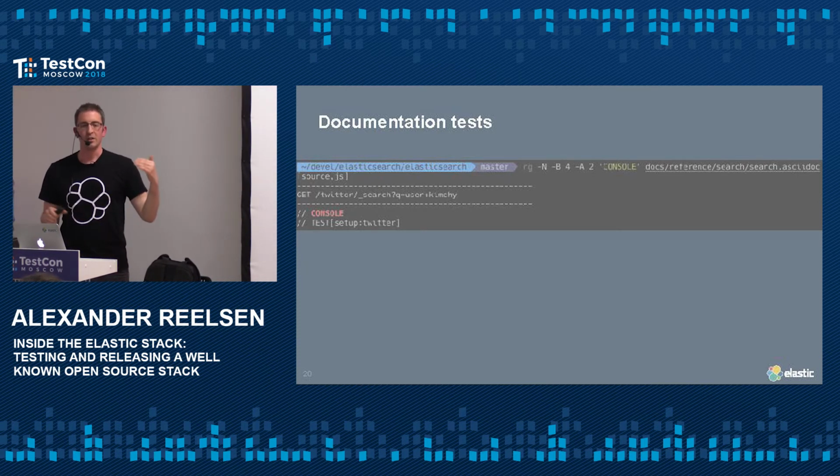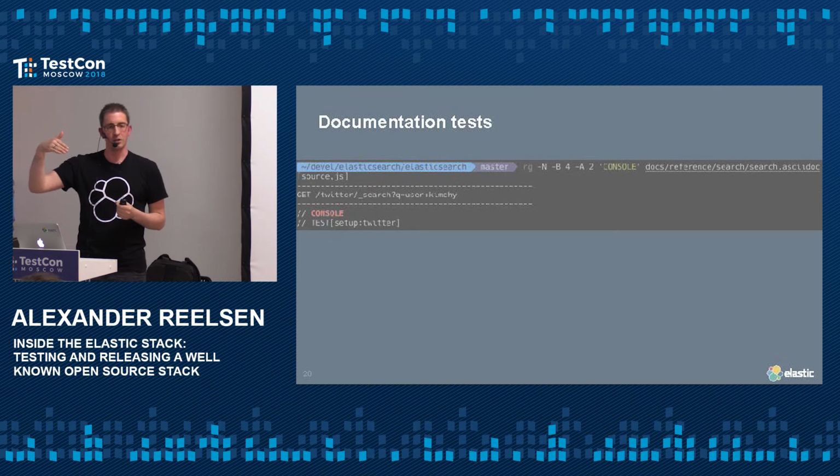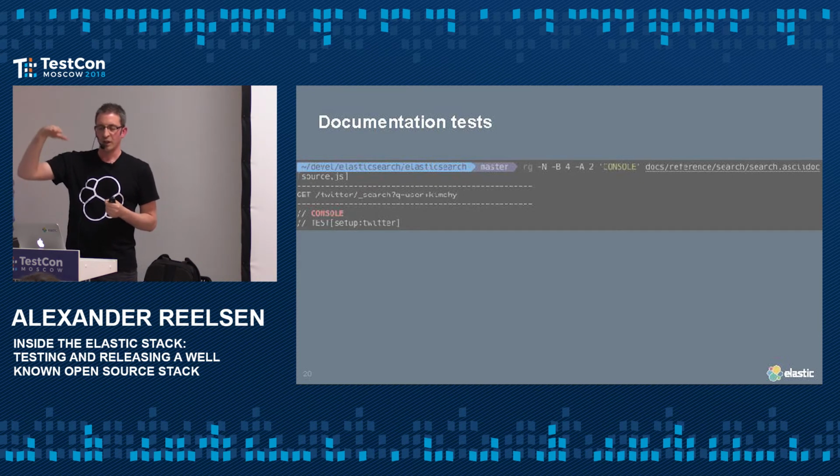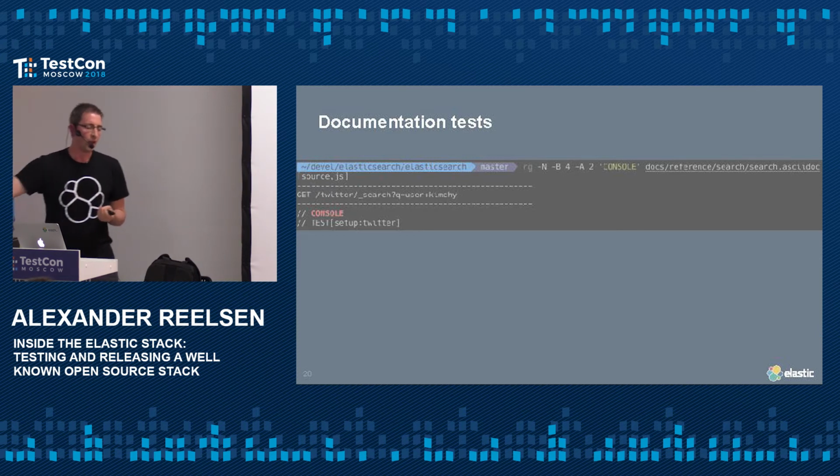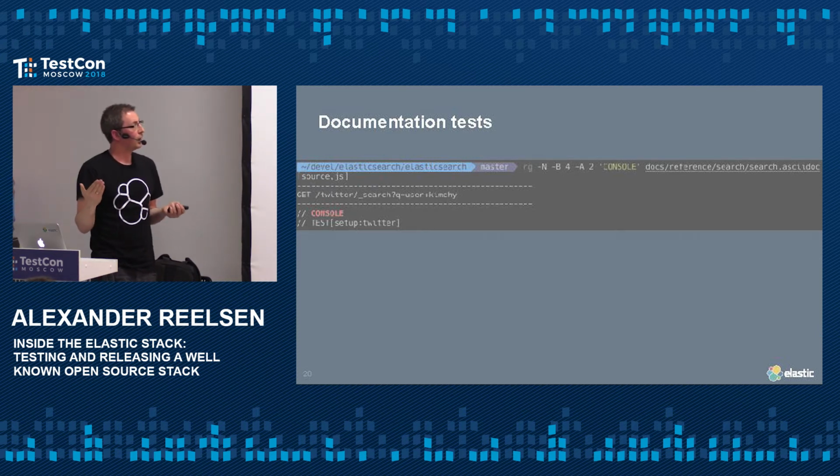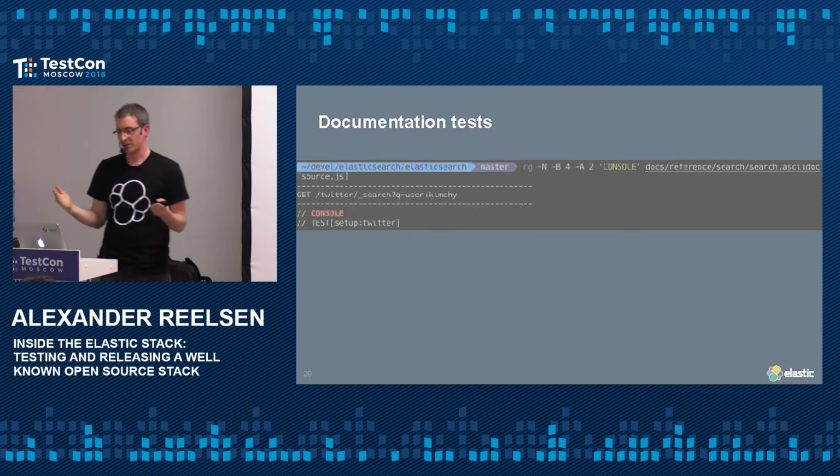And this way, we're going through all our AsciiDoc documentation, extracting all of the code snippets and running them against an Elasticsearch cluster. And if we don't get an error back, by default, we assume this was successful.